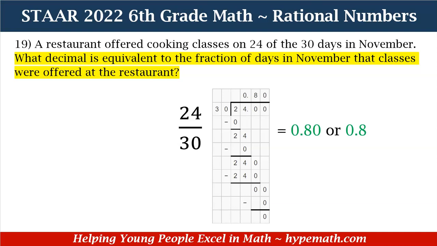Remember, 6th graders, the 30 goes on the outside of the house and 24 on the inside of the house. Since 30 cannot go into 24 evenly, we are going to put a decimal place on the inside of the house. Make sure you line it up and put one on the top of the house, and we're going to add zeros, okay? Now 30 can go into 240. 8 times 30 is equal to 240. 240 minus 240 is equal to 0. So our answer is either 0.8 or 0.80. Both answers are the same value.